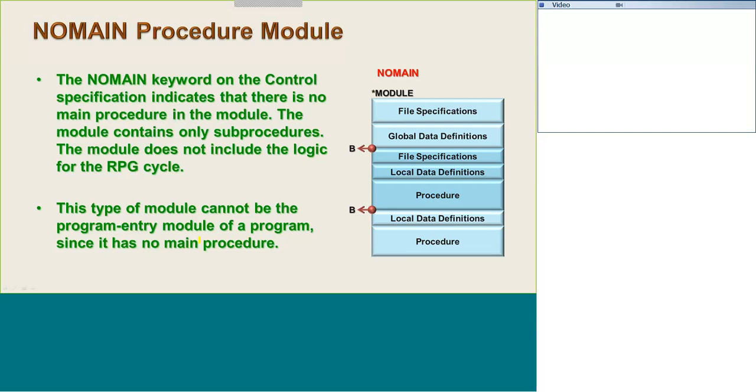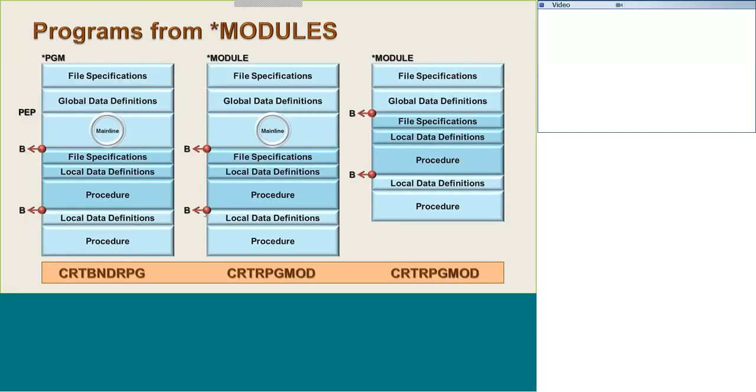Okay, so that's the NOMAIN. Let's have a look at some of the things. You've seen this before. I copied these slides down from up the top. Because now you've got modules. We've talked about the three types of modules.